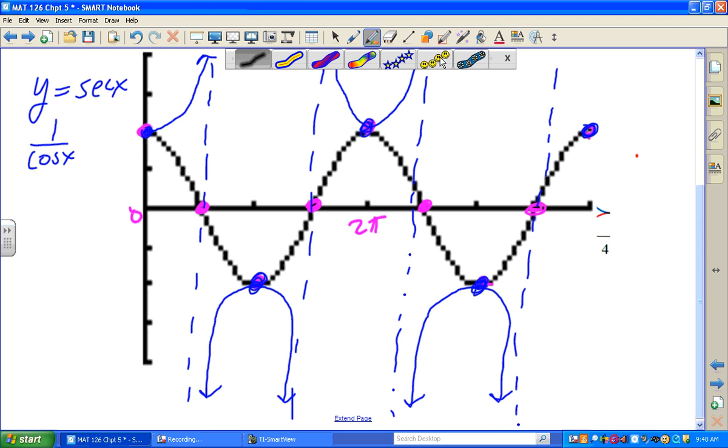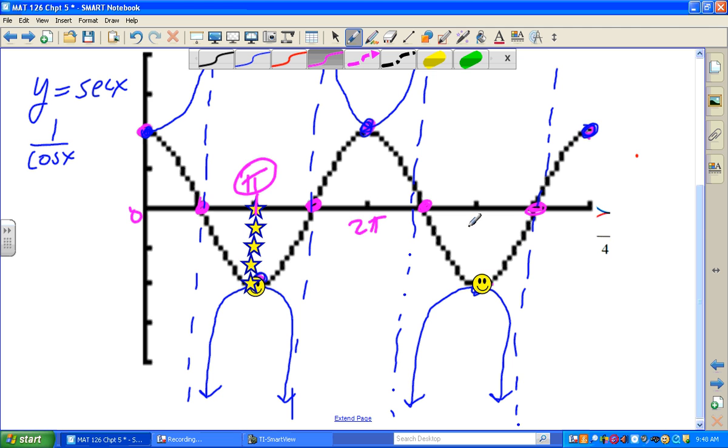Where is, I'll use a smiley face. Where's cosine negative 1? Right there and right there. What x values do they correspond to? What x value is this going to be? What is it? Pi. Well, remember our scale was pi over 2. Here's 1 pi over 2. Here's 2 pi over 2. That's pi. And this one right here.